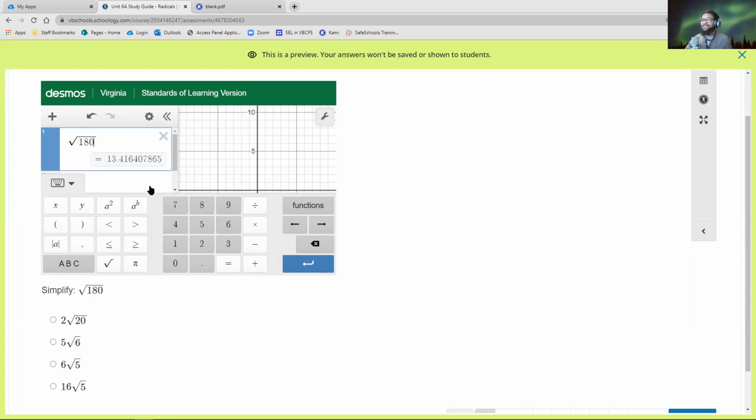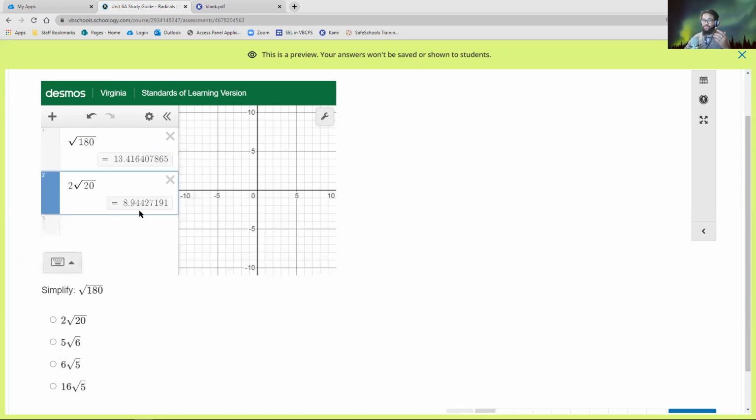It gives me this decimal piece here. So what I'm going to do is, instead of going through the process of doing my prime factorization, I am going to type in my answer choices right underneath it and see which ones give me the same decimal. All right, so my first one is 2 root 20. I'm looking for this decimal, so that doesn't give it to me, so I know that's not going to be the answer.